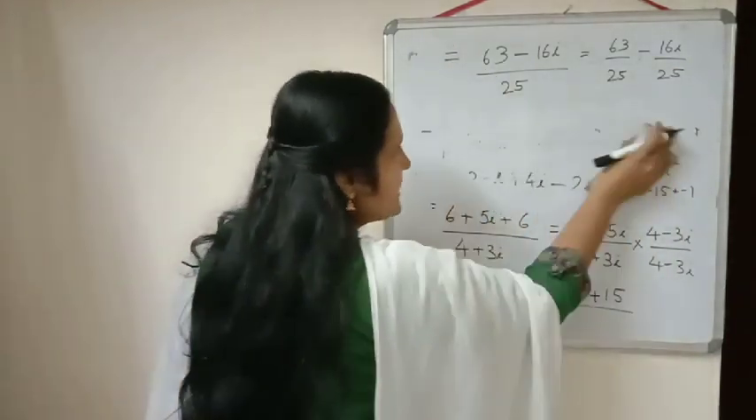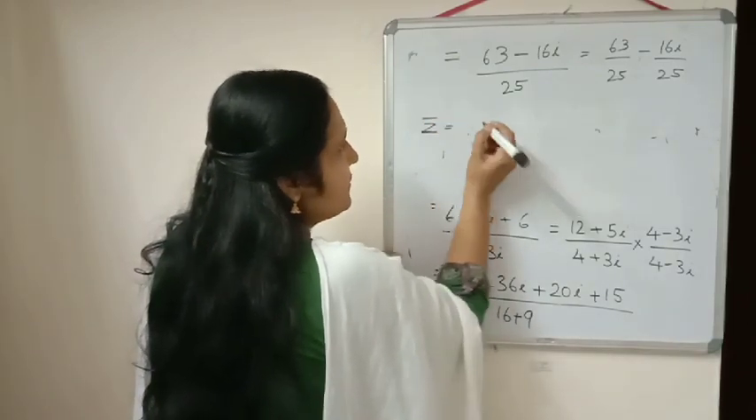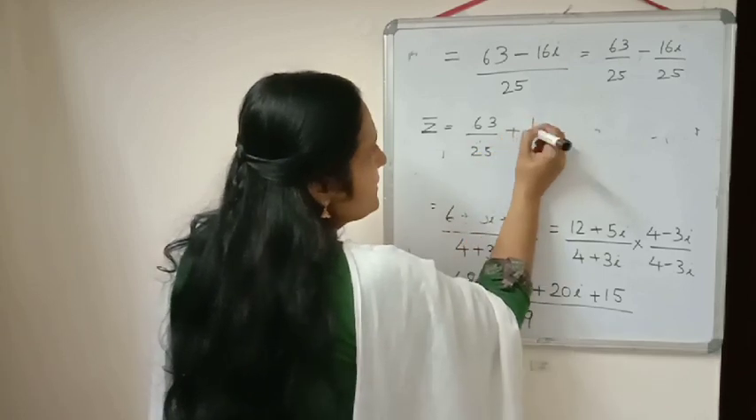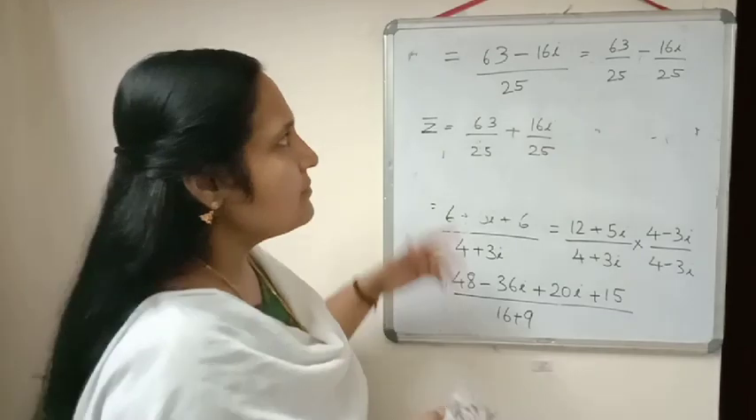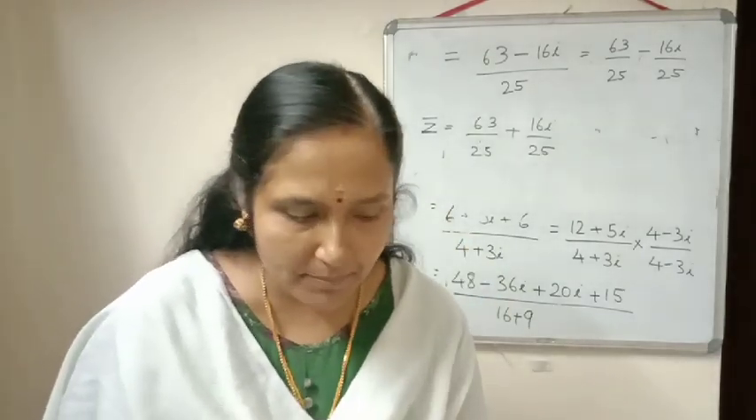Now write down z bar is equal to 63 by 25 plus 16i by 25. So I hope this concept is clear, how to find the conjugate of a complex number.